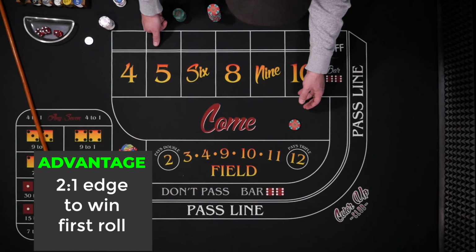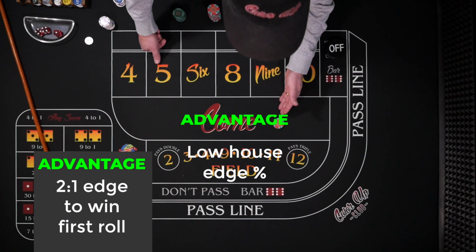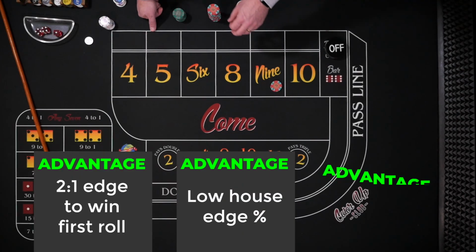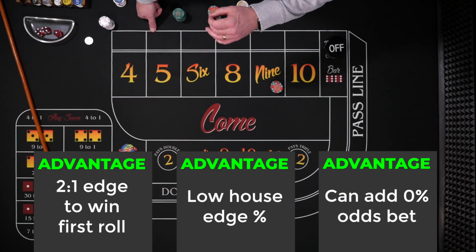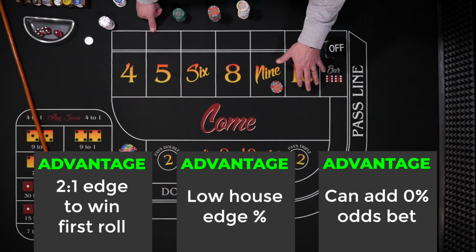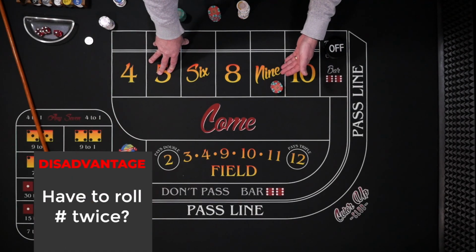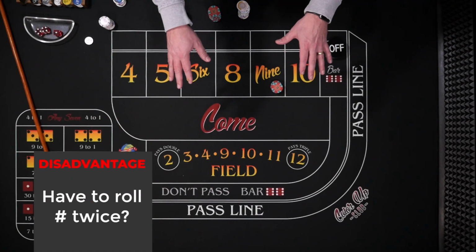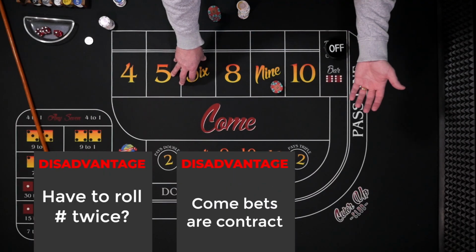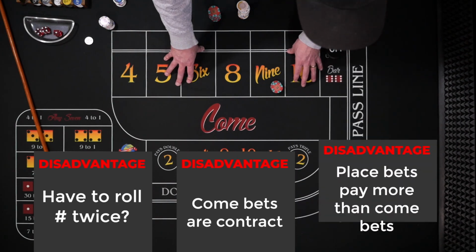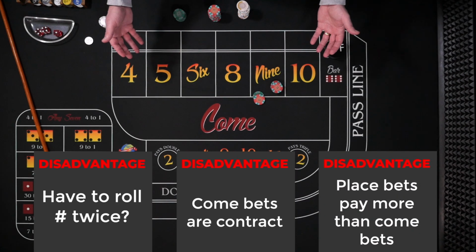So let me quickly recap. 2-to-1 advantage to win on the very first come out roll. You always have a lower house edge bet. When your bet moves to a number, you can always add an additional odds bet at 0%, which is amazing. There's no other bet like it in the casino. Some of the disadvantages: you have to roll your number twice to win. And again, that's borderline kind of a myth in my book. It is a contract bet, so you can't remove it if you wanted to. And it does pay less than an equivalent size place bet, at least until you're at a table that's 5 times or more.